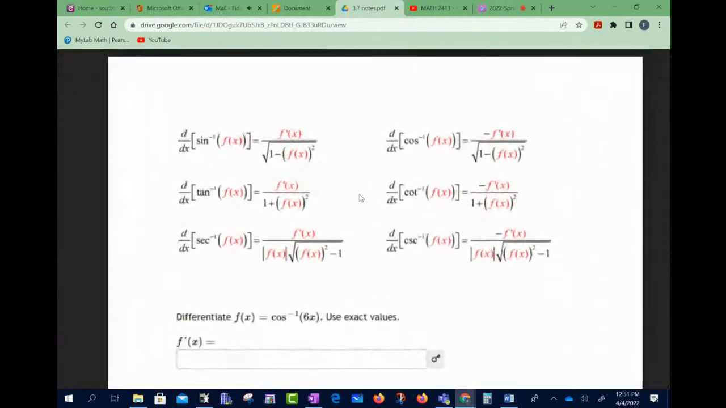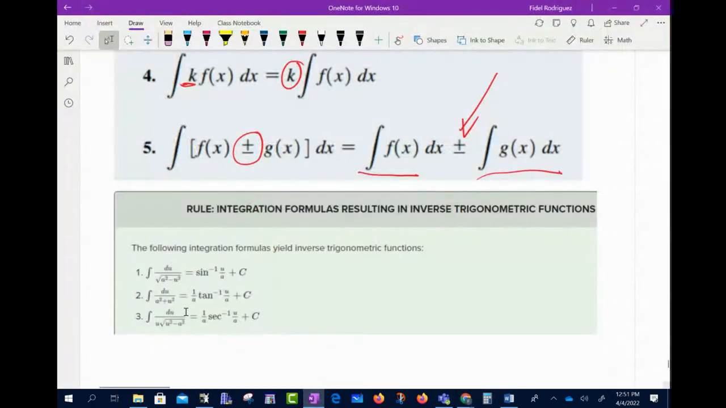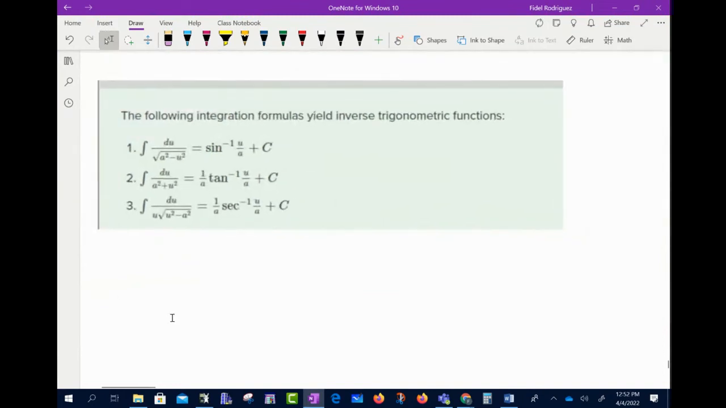Do you remember when we took the derivatives of our inverse trig functions? Now we're integrating, right? So if I'm integrating something that looks like this, it would be the sine inverse of that f of x type stuff, and that's exactly what I have right here. We don't have all of them, we just have a couple. But there are a few little formulas for when we're integrating a function and we're not sure how to do it. If it looks a little funky, chances are it's going to be one of these inverse trig functions, okay?